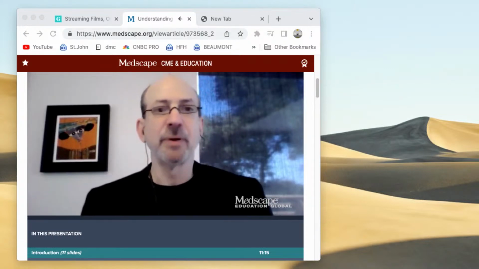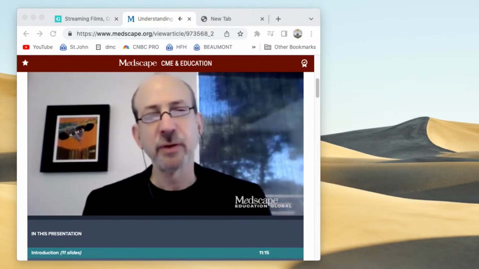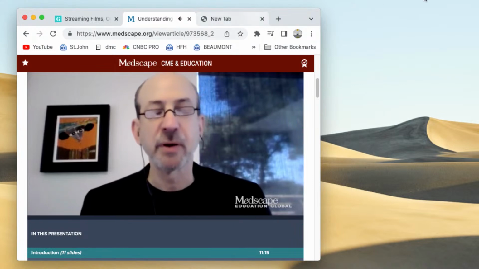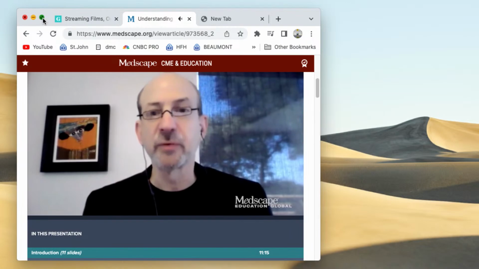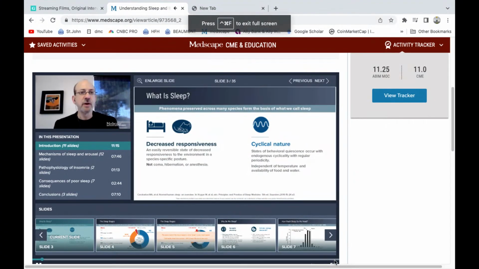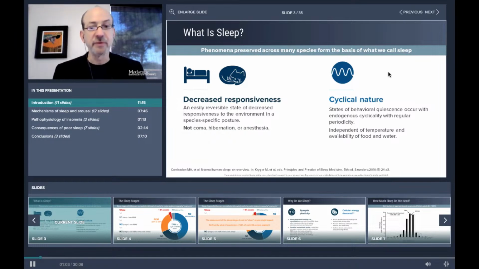Defining what is sleep takes consideration of a number of phenomena. There is a set of phenomena that has been preserved across many species and forms the basis for what we call sleep. One key element of that is decreased responsiveness, an easily reversible state of decreased responsiveness to the environment in a species-specific posture.